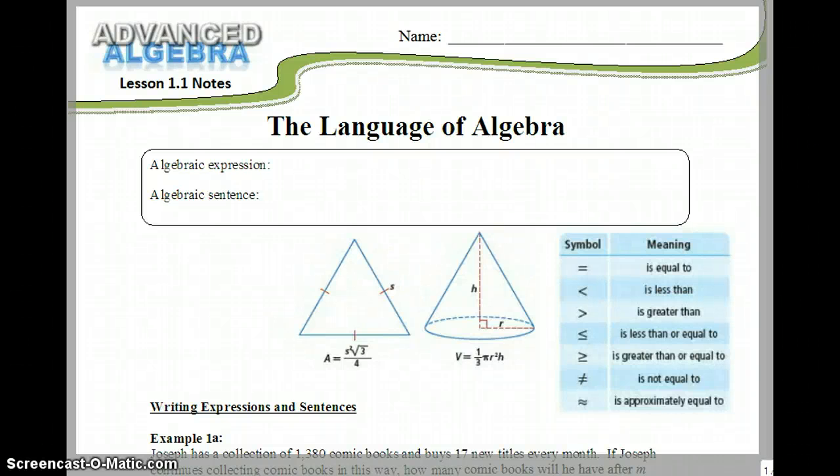This is our first of many videos on advanced algebra, and I'm looking forward to spending the year with you through these videos and through our class time together. Our first lesson today is lesson 1.1, and it's called the language of algebra.